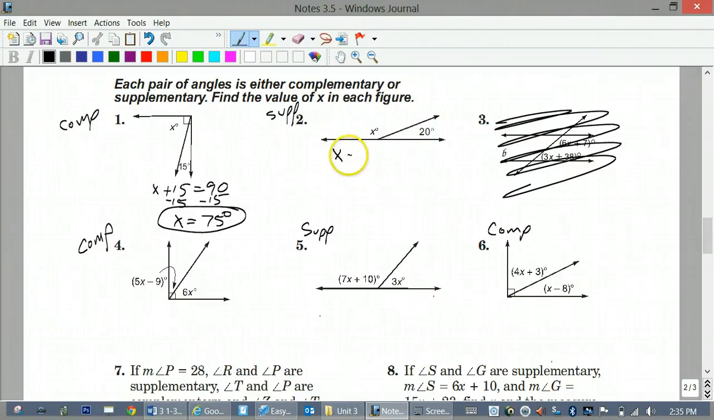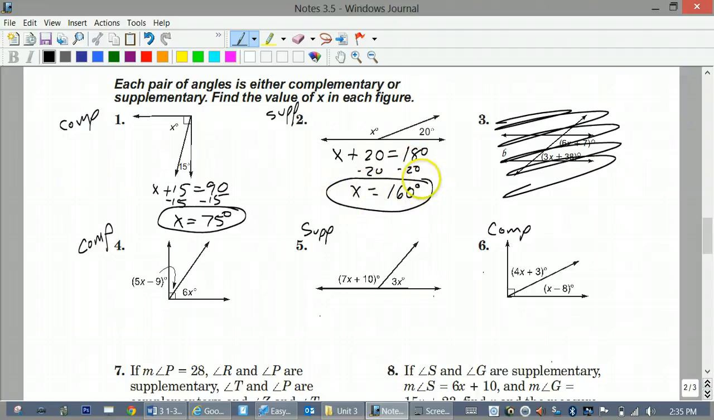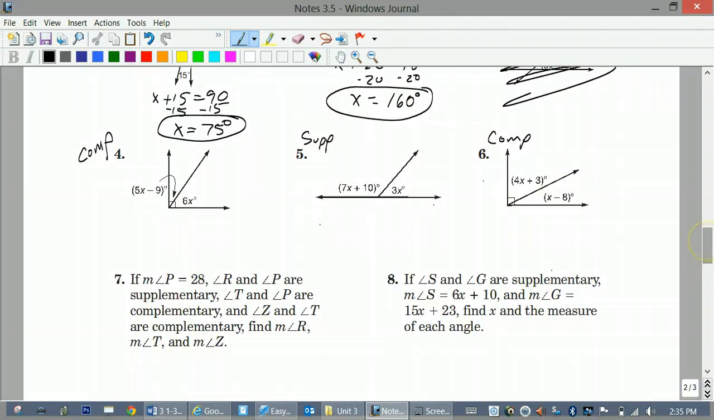Number 2, they're supplementary, so what do we do? We have to find the value. Supplementary, we add to 180. We solve. Finish the worksheet and we'll talk about this here. I think that's important. We're going to make sure you're with me to the end. The 7 and 8 are clearly much harder than 4, 5, and 6.